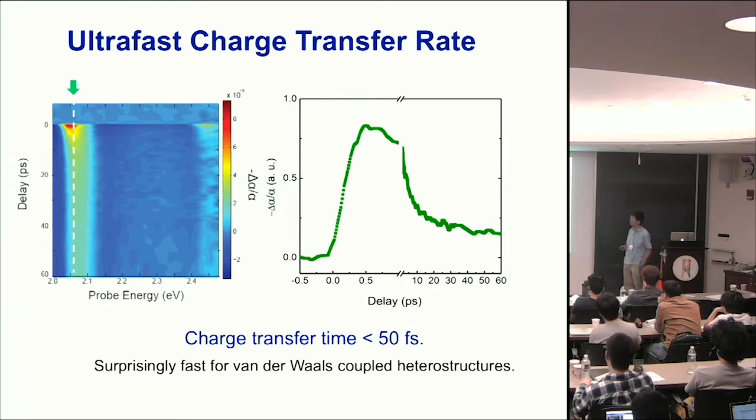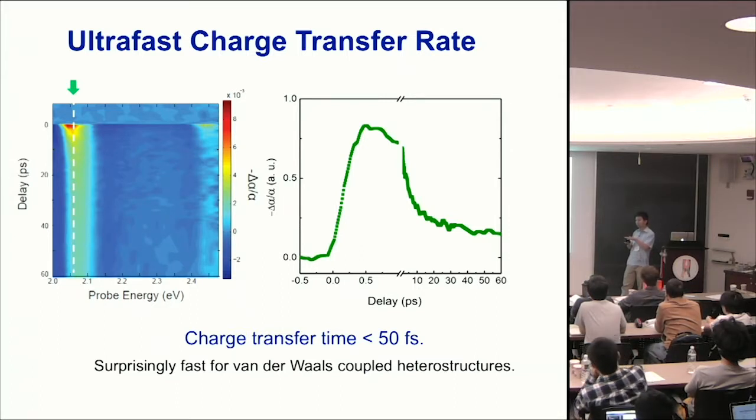And that turns out to be limited by the pulse duration of our laser pulse. So if we do a kind of convolution or deconvolution to take care of the pulse duration, we obtain a charge transfer rate that's actually less than 50 femtoseconds. Initially, when we saw this, we were kind of surprised. We thought initially in this layered material the interaction can be relatively weak, but this really happens at a sub 100 femtosecond timescale. So that basically is saying the charge transfer can happen very, very efficiently.